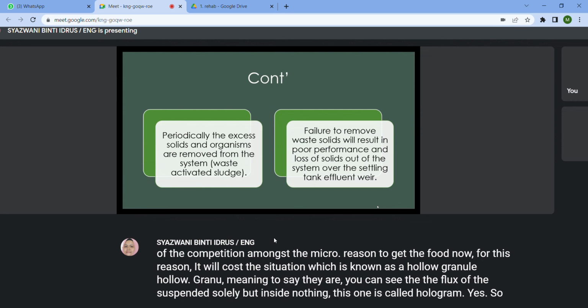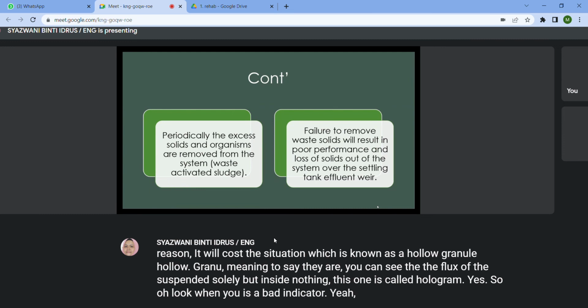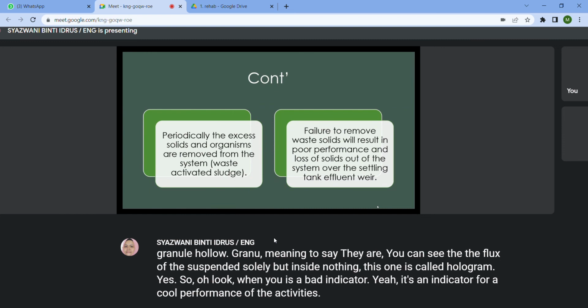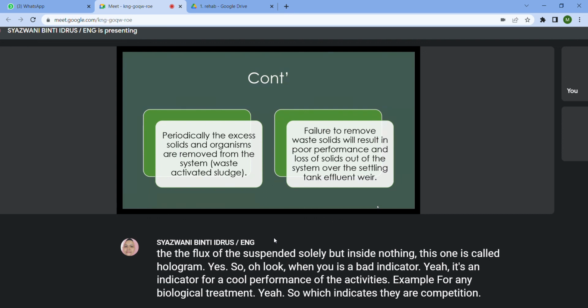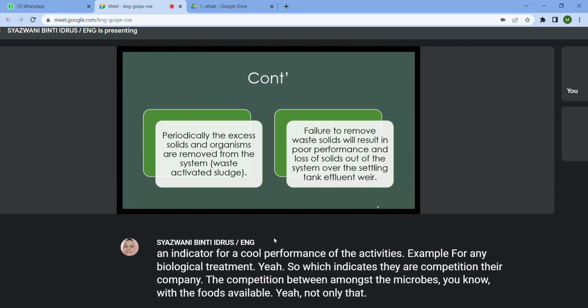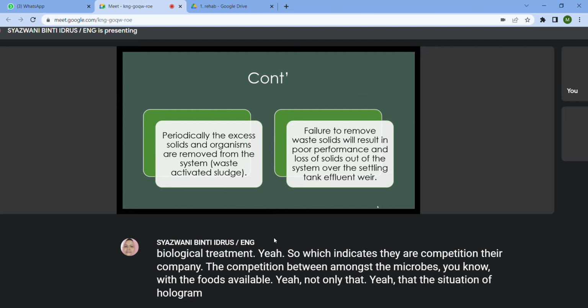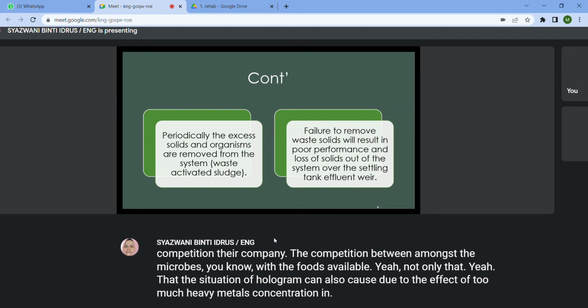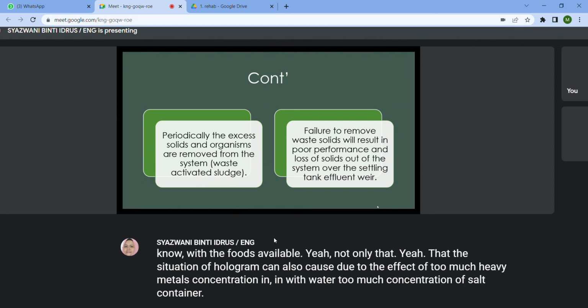So hollow granule is a bad indicator. It is an indicator for a poor performance of the activated sludge, for any biological treatment. Which indicates there is competition amongst the microbes with the foods available. Not only that, the situation of hollow granule can also be caused by too much heavy metals concentration in wastewater, and too much concentration of salt content. Salt content can also cause the situation of hollow granules.